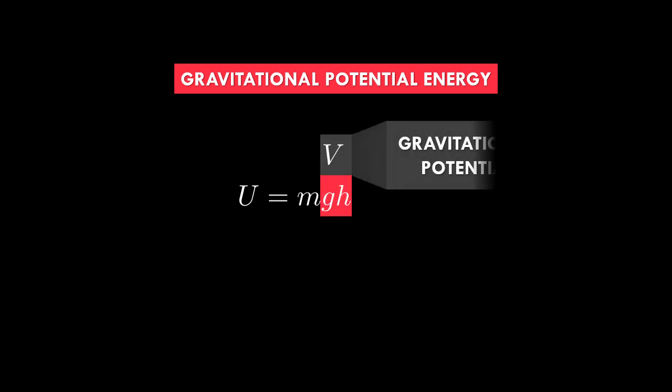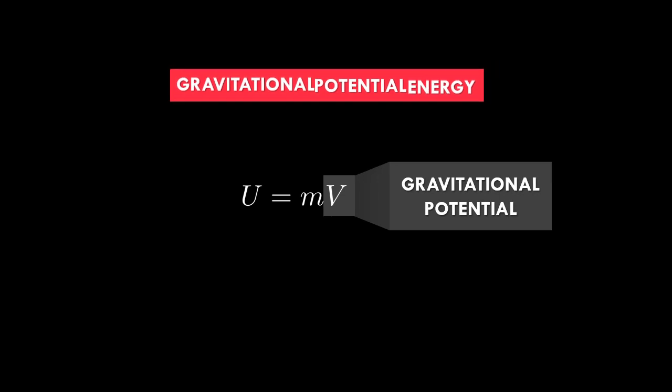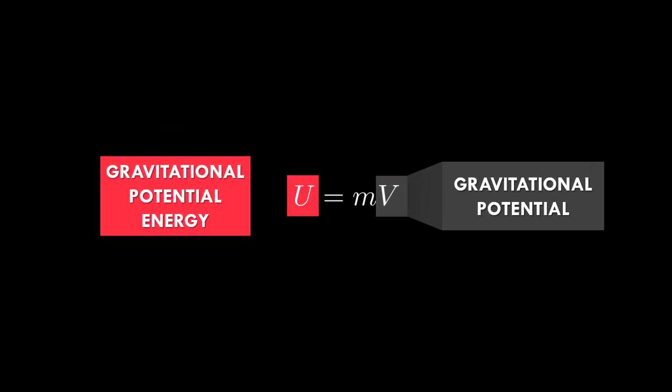Let's define something called gravitational potential V, which is just the product of g and h, gravitational acceleration and height. That gives us our new equation U equals mV. Note that here V is gravitational potential and U is gravitational potential energy. They are not the same. In fact, the relation between them is given by this very equation U equals mV.